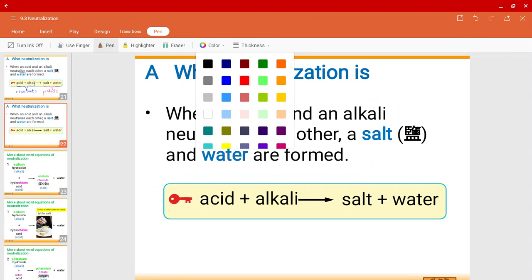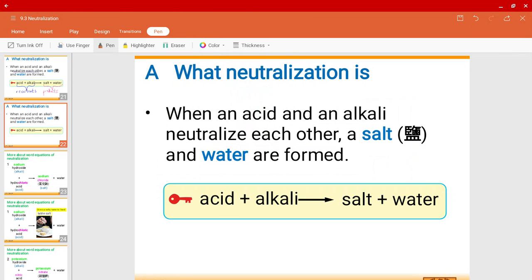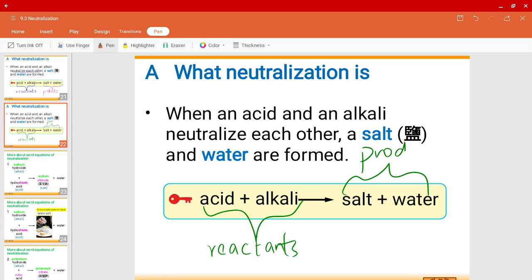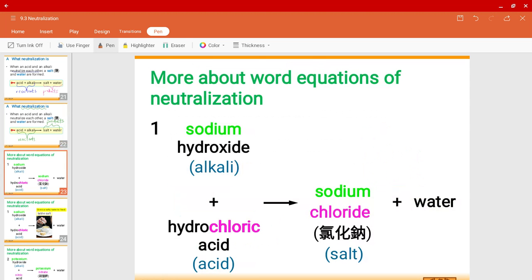Alright, let's begin. In the previous video, I mentioned the word equation. Acid and alkali are the reactants in the word equation. So when you react them together, you neutralize, and you would get a salt and water. These are the products, and the process is called neutralization. So let's see some examples of neutralization.